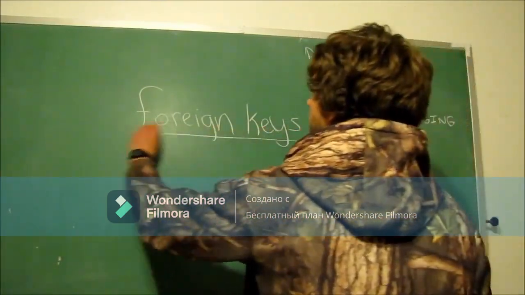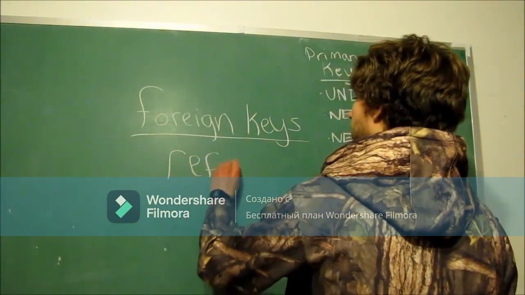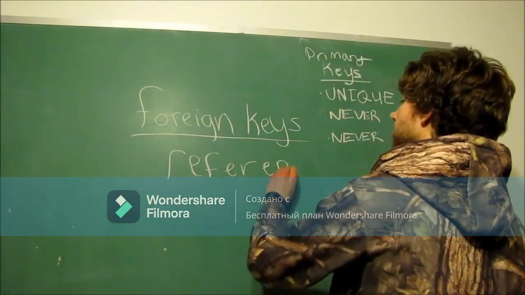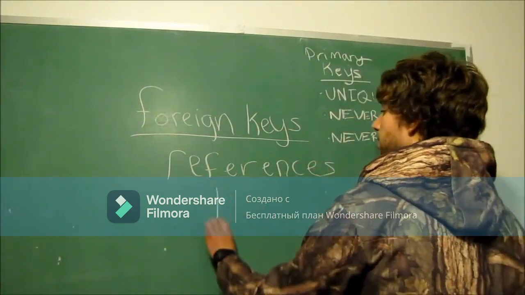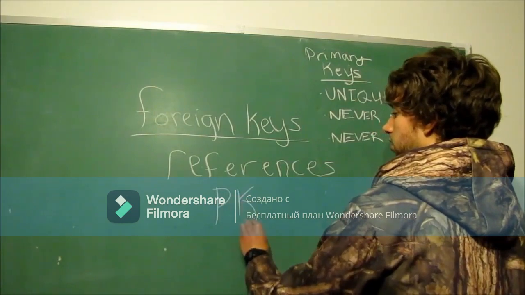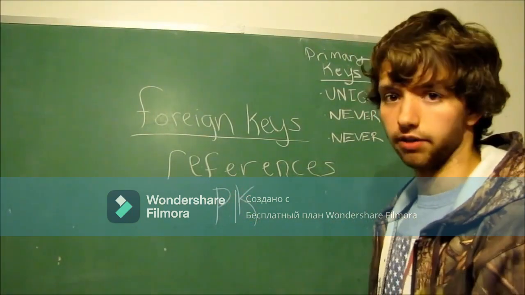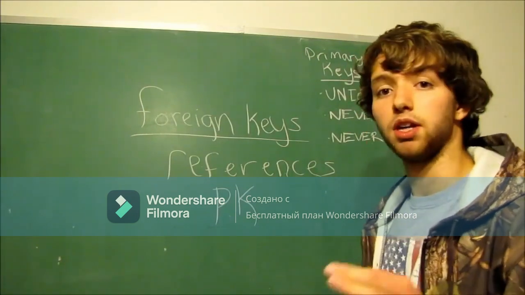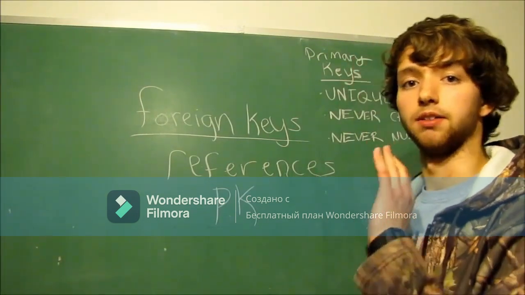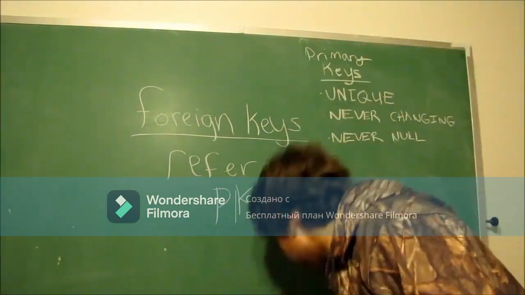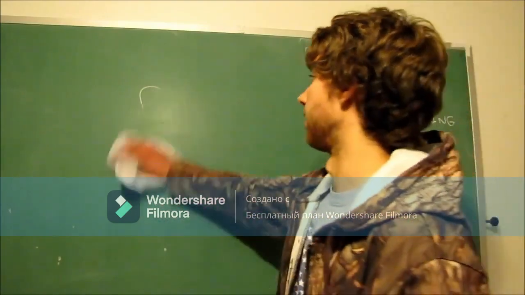Alright, so a foreign key is a reference. And what does it reference? It references a primary key. So that's the most basic definition of a foreign key. Now this can be a primary key in the same table or a primary key in a separate table. So let's kind of see how this would play out if we do some drawing, right?